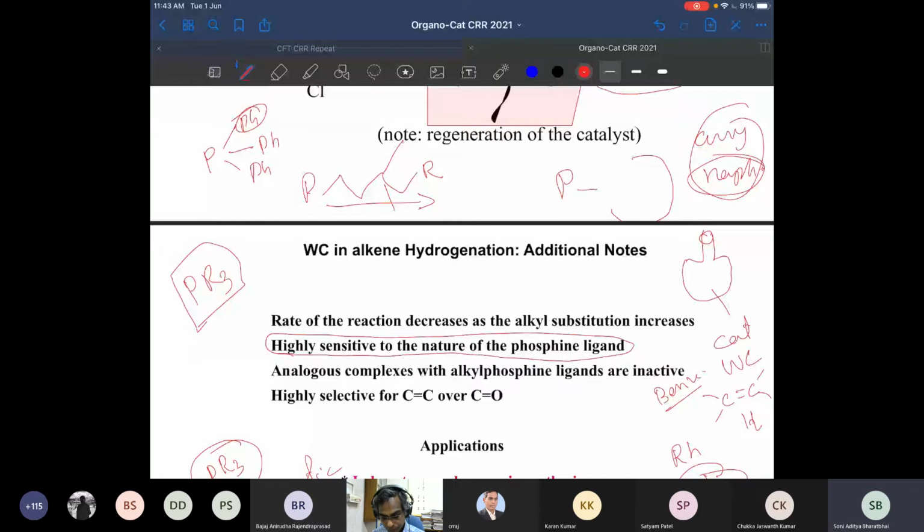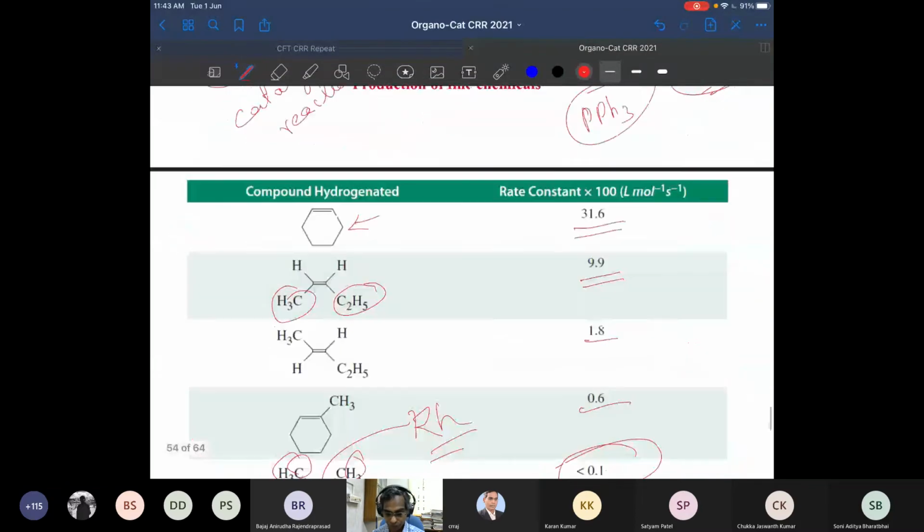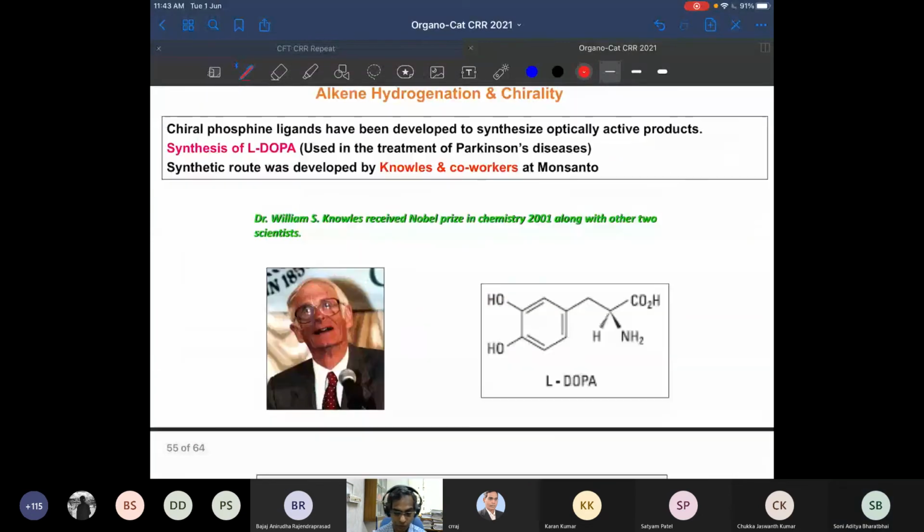The smaller the size of the alkyl group, the faster the reaction. There are two cases: steric as well as electronic effects. Both effects need to be there. If I bring, say for example, a long chain alkyl, the electronic effect will come into play and it will not undergo dissociation. With respect to the simple triphenyl phosphine ligand, both the steric factor as well as the electronic factor need to be taken into account.